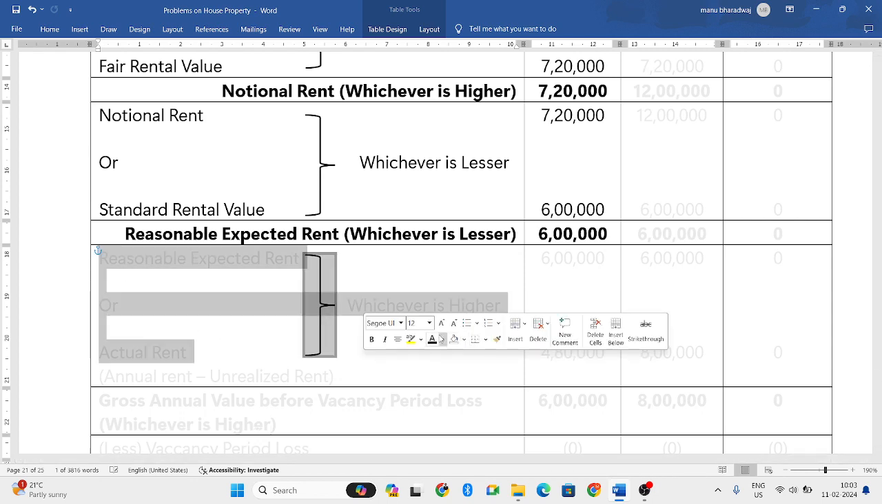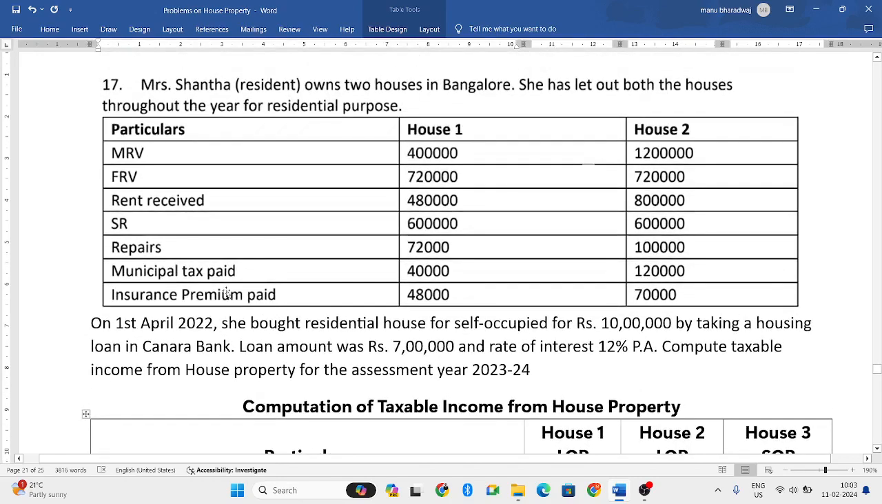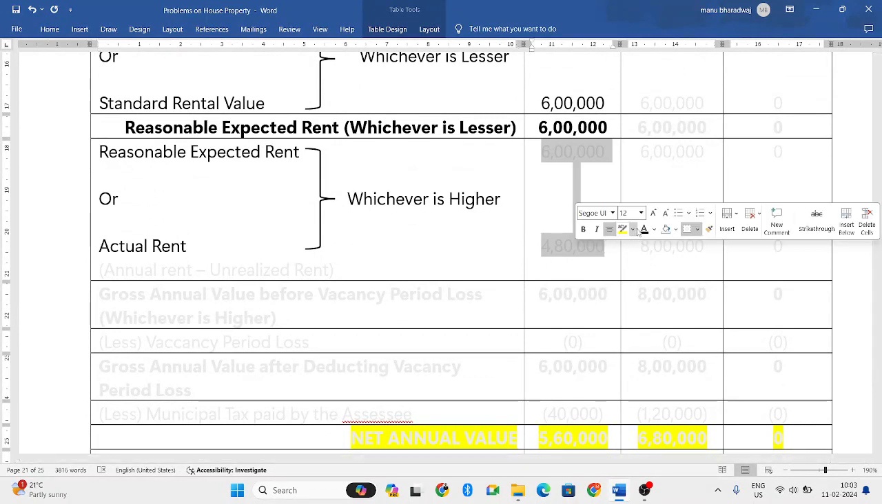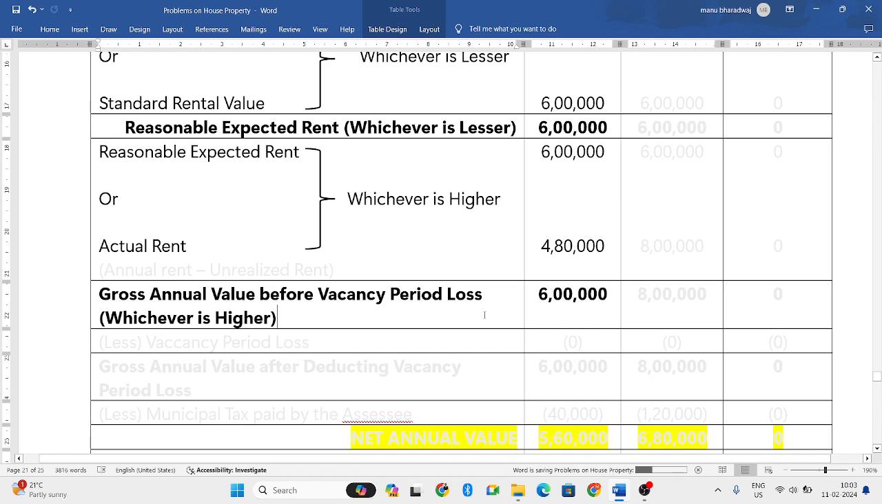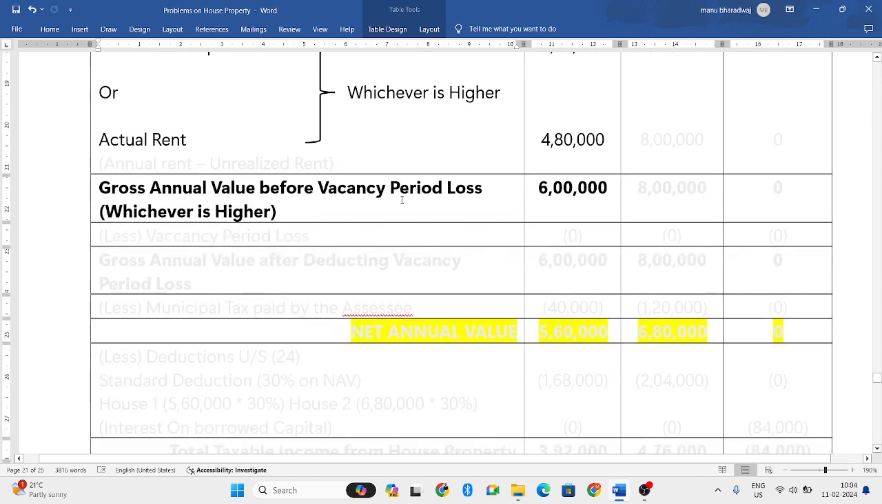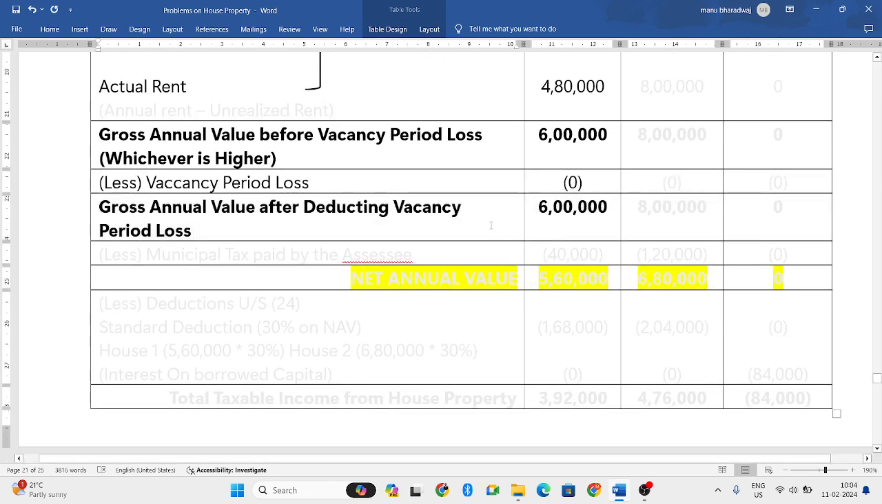That reasonable expected rent is compared with the actual rent, that is rent received, 4 lakh 80,000. Between 6 lakh and 4 lakh 80,000, whichever is higher, we consider 6 lakh. So it is GAV before deducting vacancy period loss. From that we deduct vacancy period loss. There is no vacancy period loss in the question, so GAV after deducting vacancy period loss is 6 lakh rupees.